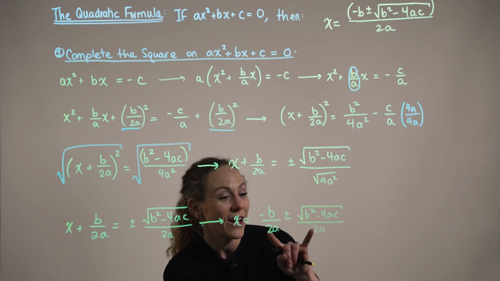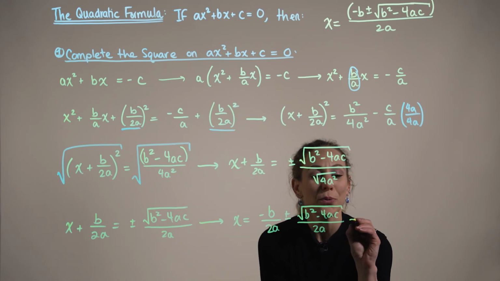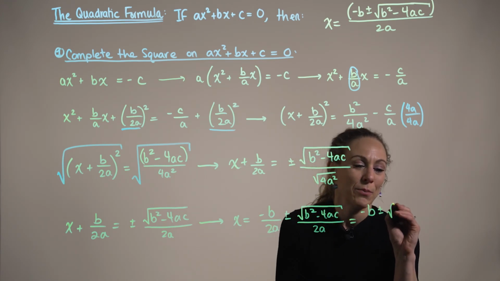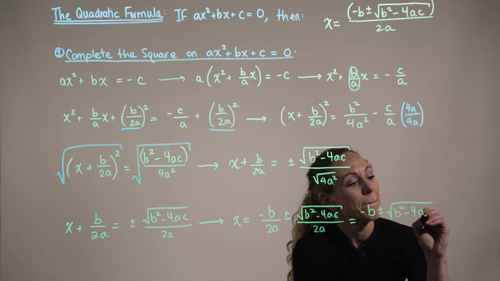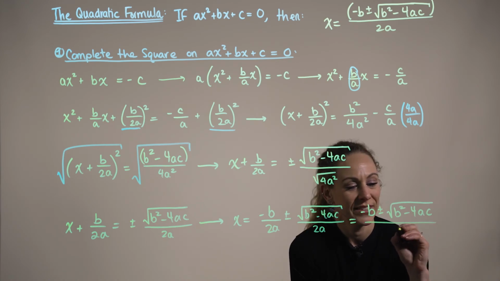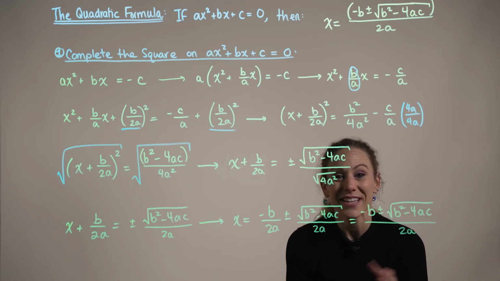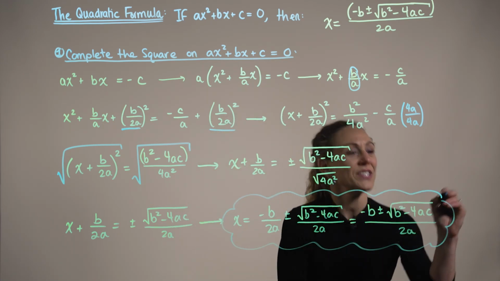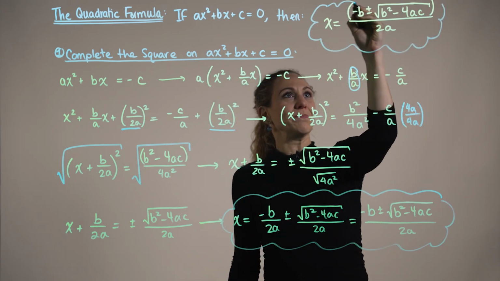And lucky us, we have the same denominator, a common denominator, which allows us to rewrite this expression as negative b plus or minus the square root of b squared minus 4ac, all divided by 2a, which is the quadratic formula. So this matches the expression that we defined up at the beginning.